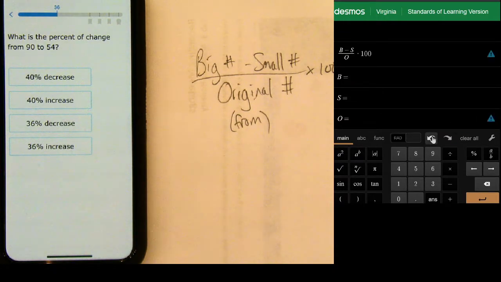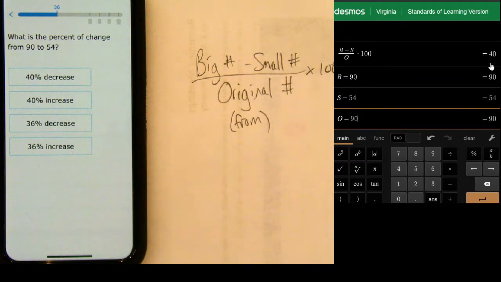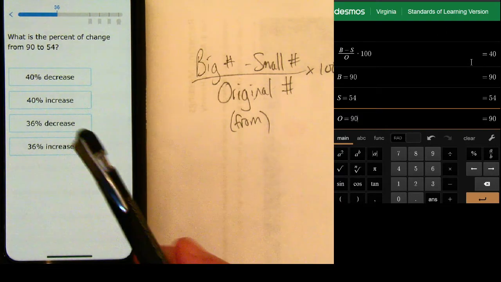For the next one, it says from 90 to 54, so we have 90, we have 54, and our original is 90. So we're going to be a 40% decrease.